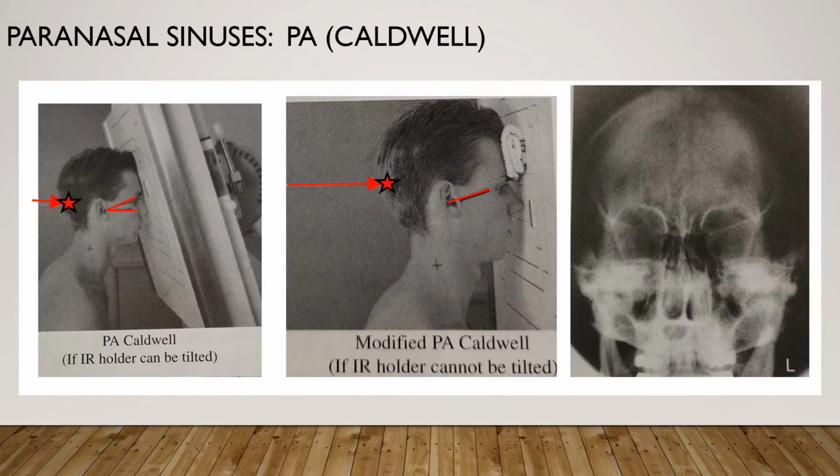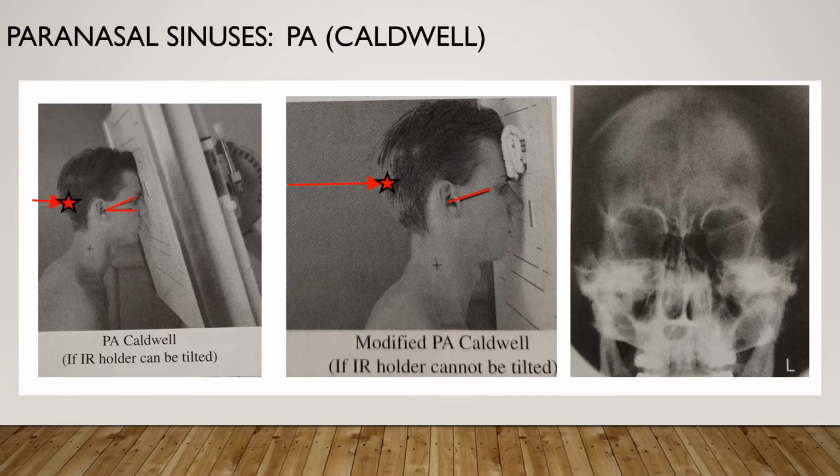Now let's move on to our sinus x-rays. The reason they are called paranasal sinuses is because para means around, or around the nose. Paranasal sinuses are the sinuses around the nose. The first image you're seeing is where the image receptor is tilted. The second image you're seeing, there is no tilt to the image receptor.